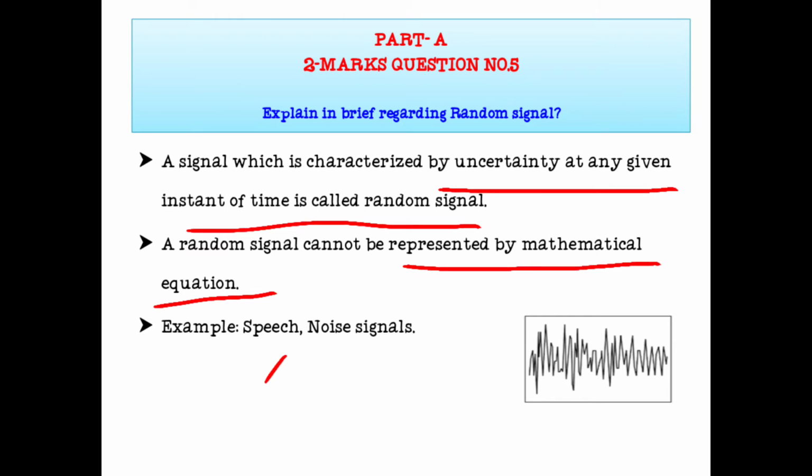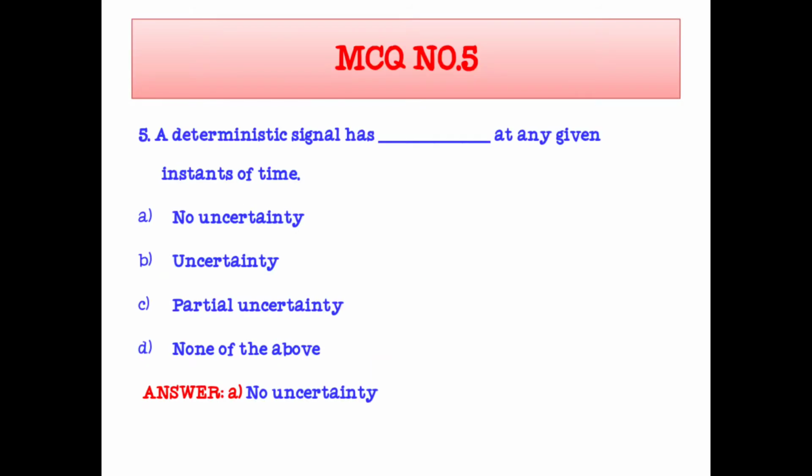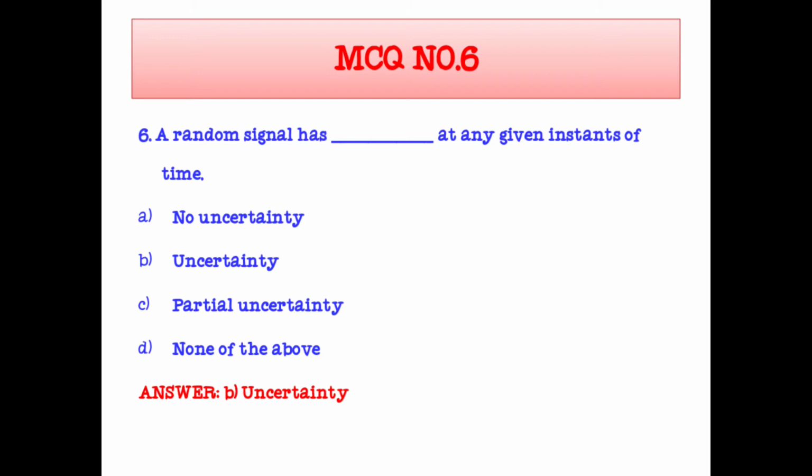Example, speech is a signal, right? Noise is also a signal, which is unpredictable, so it exhibits uncertainty and cannot be predicted. So those signals are called random signals. You can draw a graphical representation as an example. A deterministic signal has dash at any given instant of time. It has no uncertainty. A random signal has dash at any given instant of time. It exhibits uncertainty.